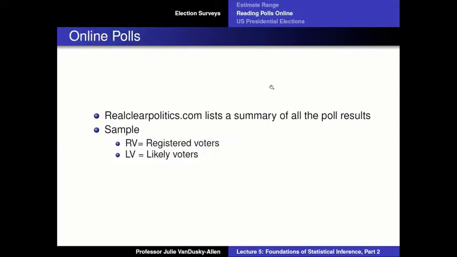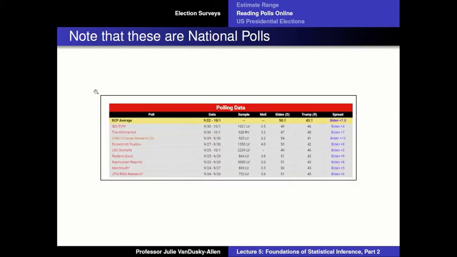If you are interested in analyzing poll results for U.S. elections, this website here, realclearpolitics.com, provides a summary list of the polls. When you go to the website, this is what it should look like. Note that what I'm showing you here are polls for the 2020 U.S.